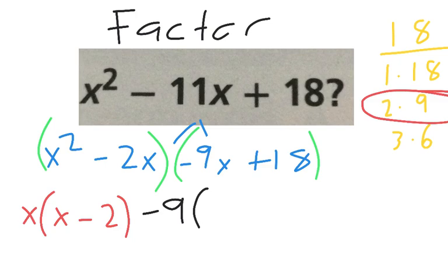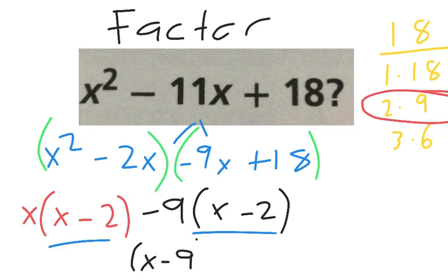So if I take a GCF of negative 9, negative 9x divided by negative 9 is x. 18 divided by negative 9 is negative 2. Do my parentheses match? Great. That means the a times c method worked. So this factors to be what's in front of the parentheses, x minus 9, times the matching parentheses.